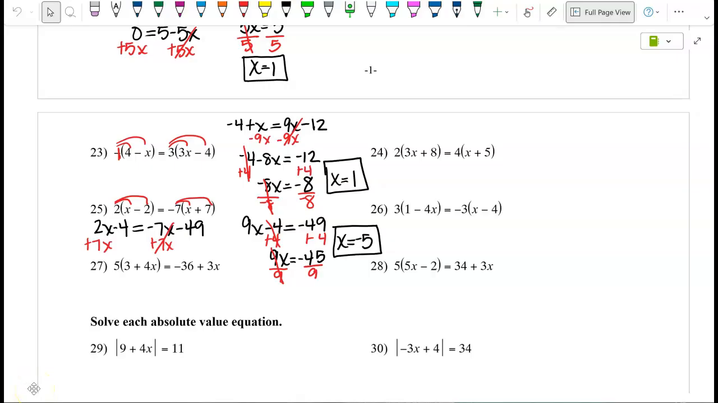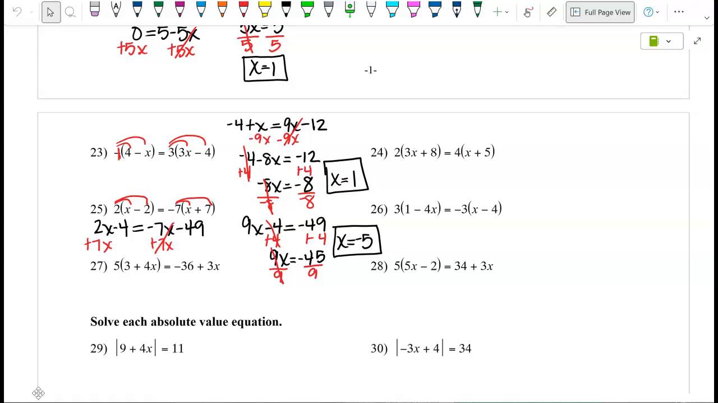All right, so left in this solving multi-step equation section, we have number 27. So I'm going to pause for a moment to make sure that we've got number 27 completed before we move on to our absolute value and our proportion questions. So make sure that you have number 27 completed.